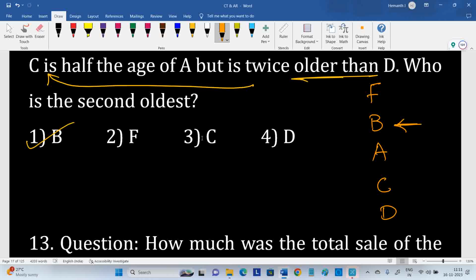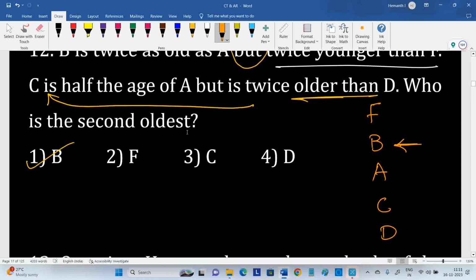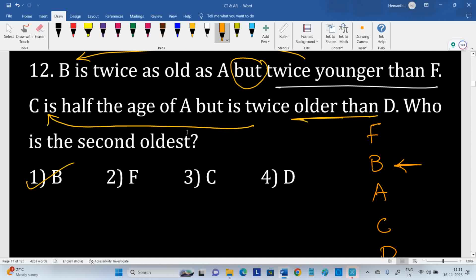Some people are worrying about that sentence, twice younger than. Twice older than, no worry. Older, younger, sufficient. Clearly we have the terminology younger than, older than, that is more than sufficient to answer. This is critical thinking only. This comes under critical thinking.